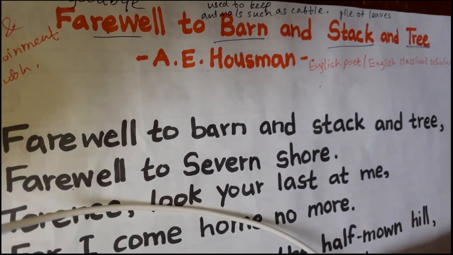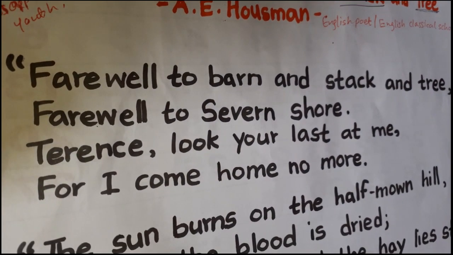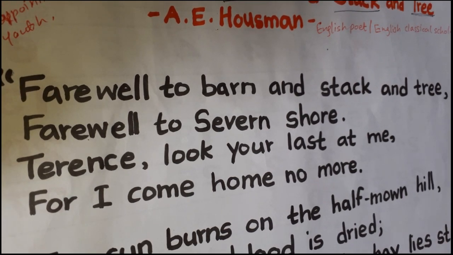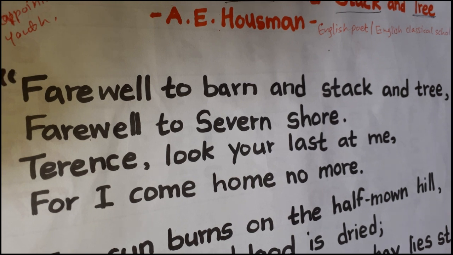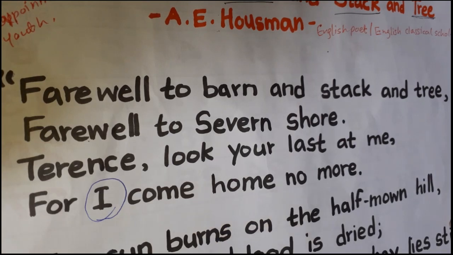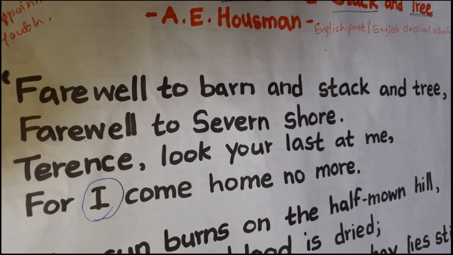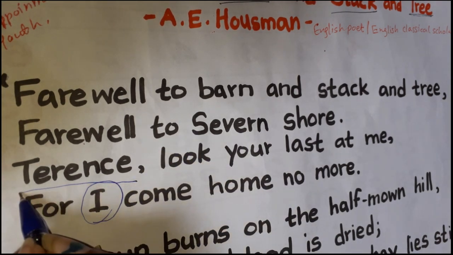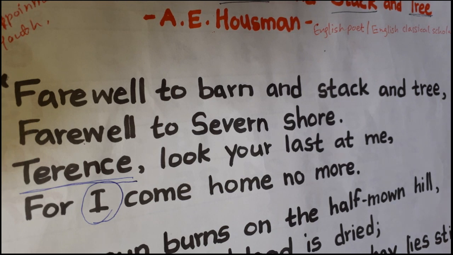Well, let me go through the stanzas now. Before that, I just want you to know the incident in the poem. The narrator, this is written in first person narration, you can see I is there, addresses a person called Terence, and it appears that he is making a confession.